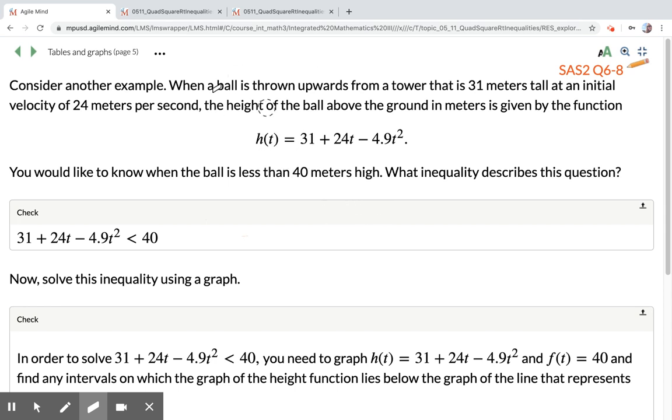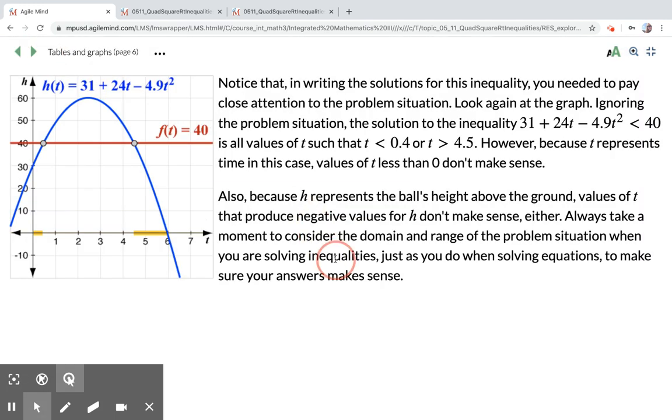Remember our problem situation was a ball being thrown up in the air and all of that good stuff? Guys, question number 8, I hope you considered the problem scenario a little bit there. It doesn't go to negative infinity and positive infinity. For crying out loud, this is a ball. When it hits the ground, it's done. It's not going to burrow itself deep into the earth. It's just a ball. We're not throwing drills. The other thing is, of course, time is not going to be negative.